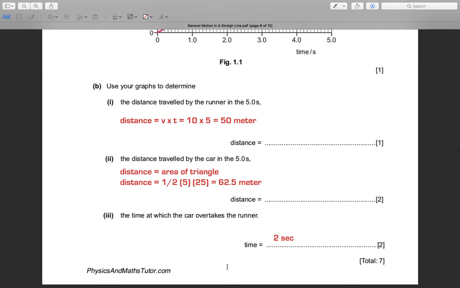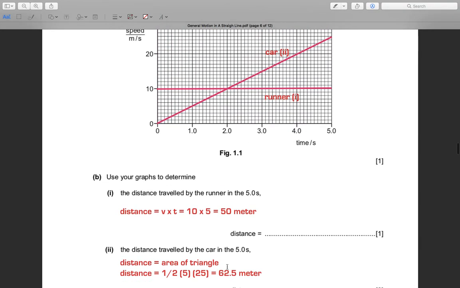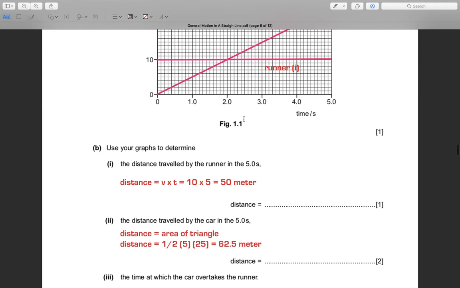Continue again, the time at which the car overtakes the runner. This is about 2 seconds, because we get here is 2 seconds.